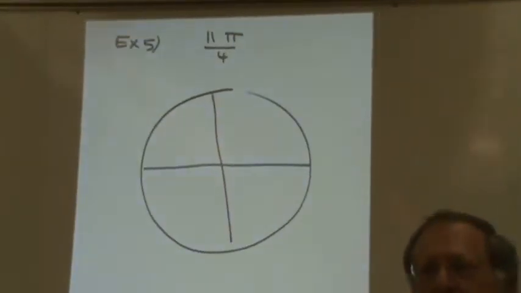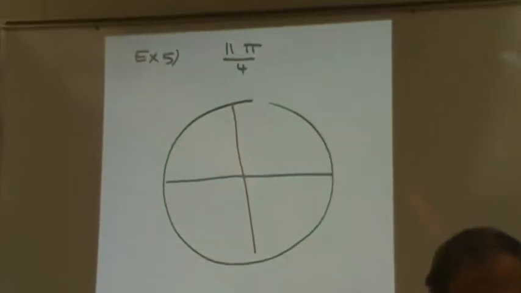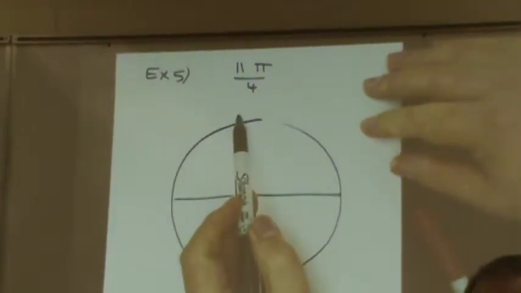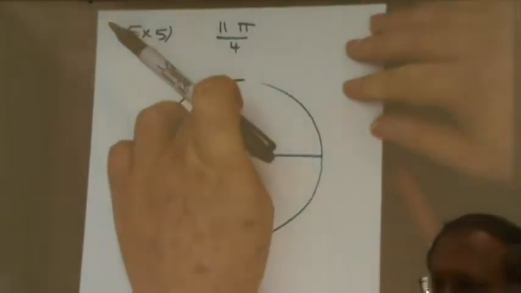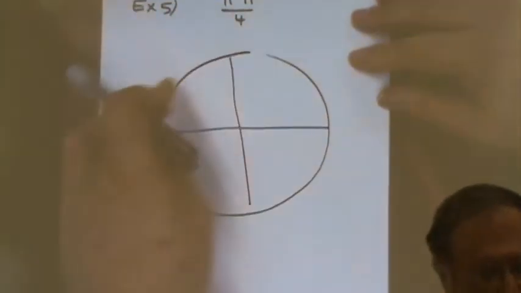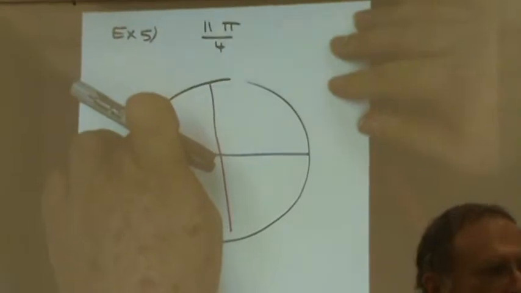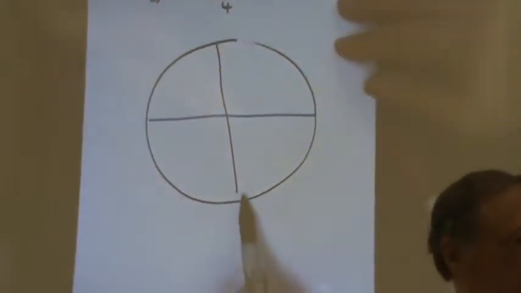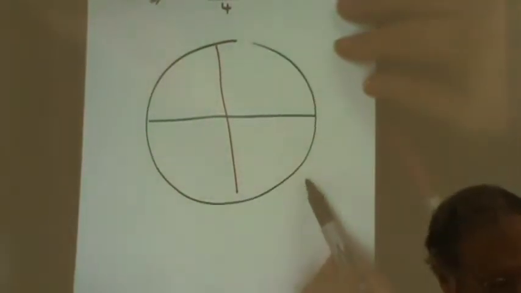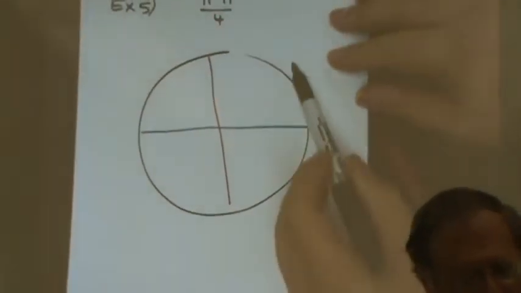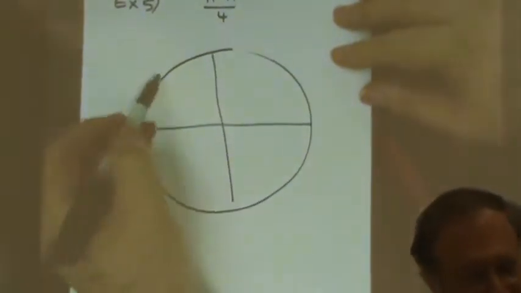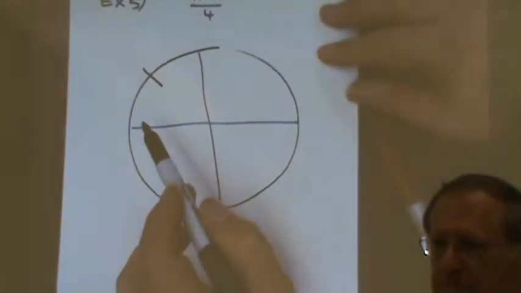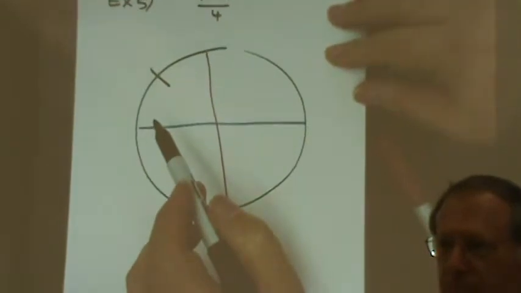Let's do 11 pi over 4 without converting to degrees. Isn't 1/4 of pi right here? Remember, that's pi over 2 right here. That's 1/4, 2/4, am I right? 3/4, 4/4, 5/4, 6/4, which is 3 pi over 2, 7/4, 8/4, 9/4, 10/4, 11/4 must be right there, in the middle of that quadrant. Do we agree? Yes.